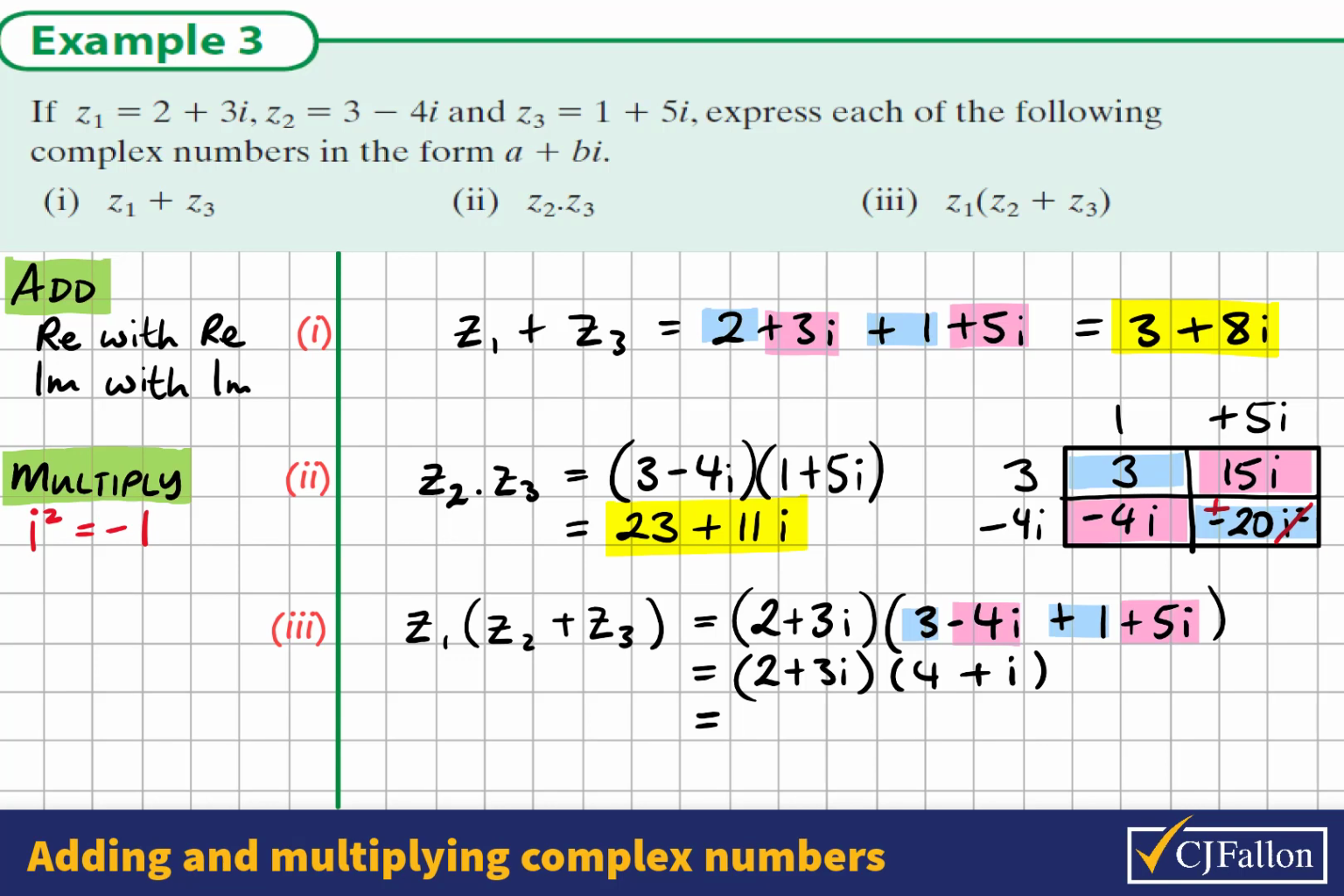Our 4 multiplications will be 2 by 4 plus i, so that becomes 8 plus 2i, and 3i by 4 plus i becomes 12i plus 3i squared. Now remember, i squared means multiplied by negative 1, so that becomes negative 3. So adding the real parts, we have 8 minus 3, so that's 5. And the imaginary parts are 2i plus 12i, which is 14i. And that's our solution.